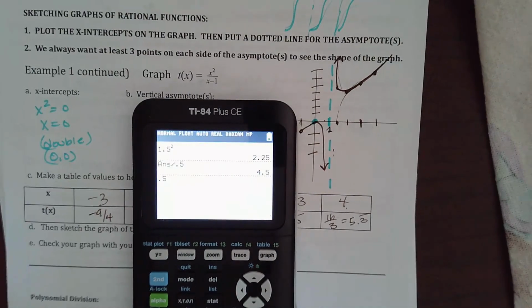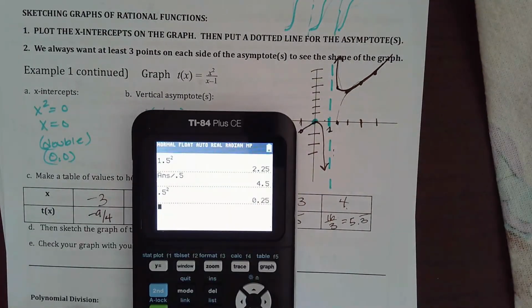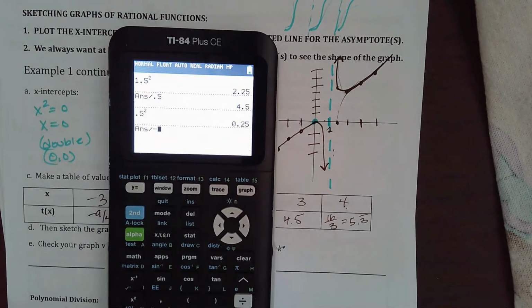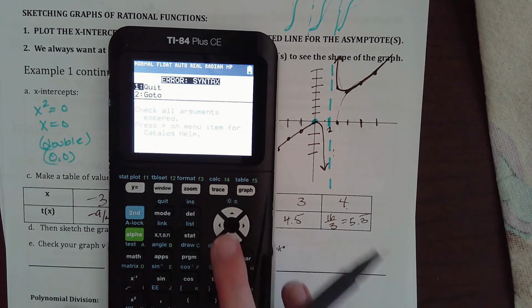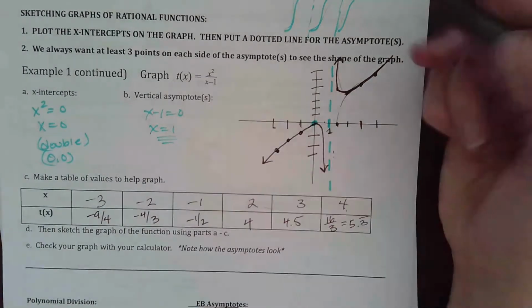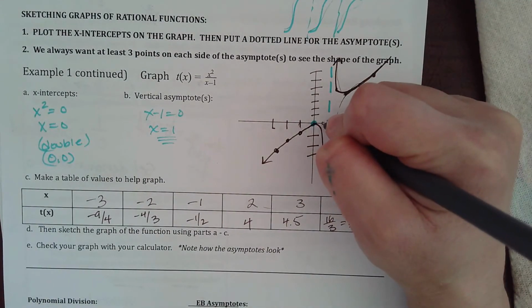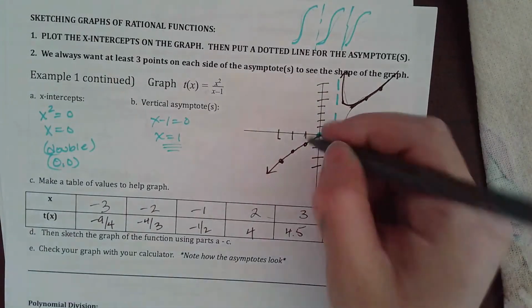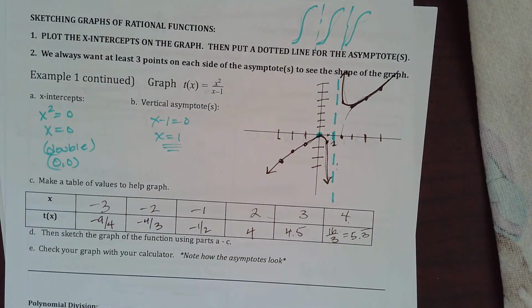So 0.5 squared should give me 1/4, or 0.25, divided by 0.5 minus 1, which is -0.5. And I use the negative sign. And I get -1/2. So this is why at positive 1/2 as an x value, I get a y value of -1/2, and so I know that it curves down. So this is going to be my graph for this, okay?